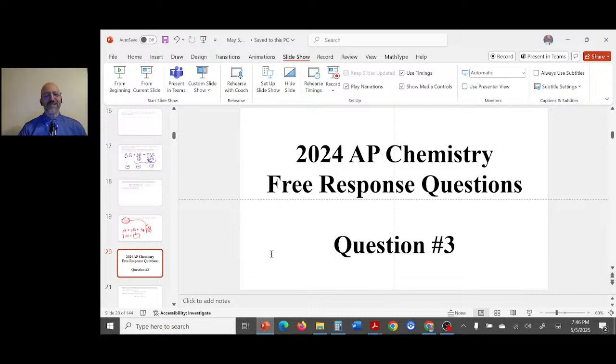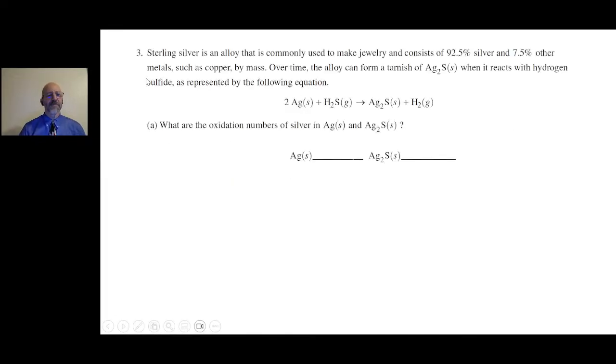Okay, now this is question 3. Sterling silver is an alloy, and the first question that they're going to ask us, again, very accessible in a 10-point question, is just oxidation numbers. Now, I say it's accessible. If you don't know how to assign oxidation numbers, this might not be easy, but they're intending the opening question to not require a whole lot of heavy lifting or conceptual things. Like circle a hydrogen atom, that was easy. Convert moles into grams, that was easy. And then hopefully assigning oxidation numbers would be easy.